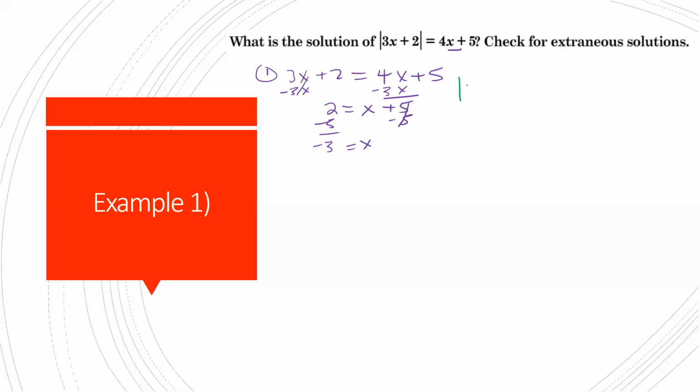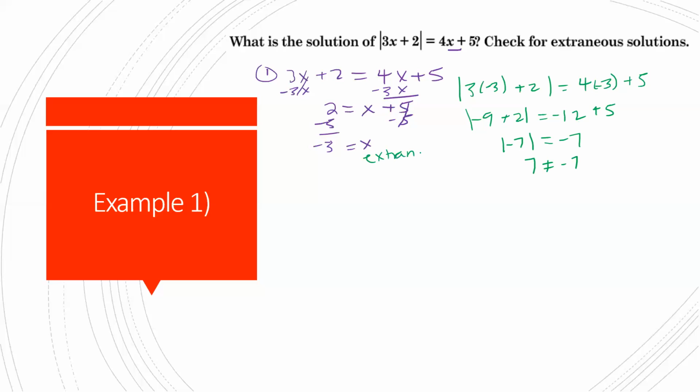So we're going to put the absolute value of 3 times negative 3 plus 2 equals 4 times negative 3 plus 5. That gives me the absolute value of negative 9 plus 2 equals negative 12 plus 5. The absolute value of negative 9 plus 2 is the absolute value of negative 7, which equals negative 7. And the absolute value of negative 7 is positive 7, so this is not a true statement. That lets me know that negative 3 is an extraneous solution. Algebraically, everything checks out. However, when I go through the math, it does not.